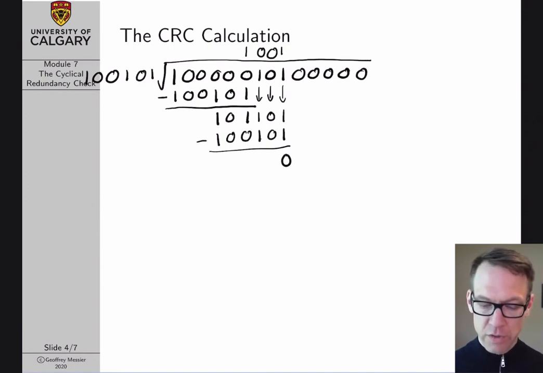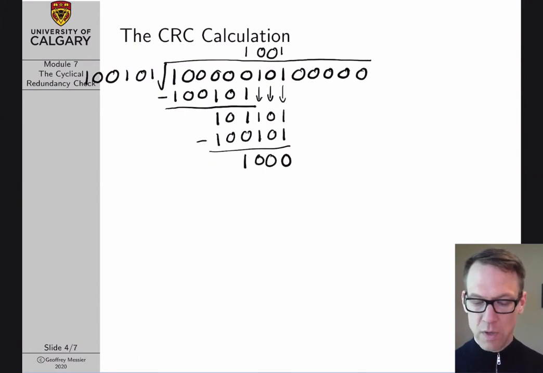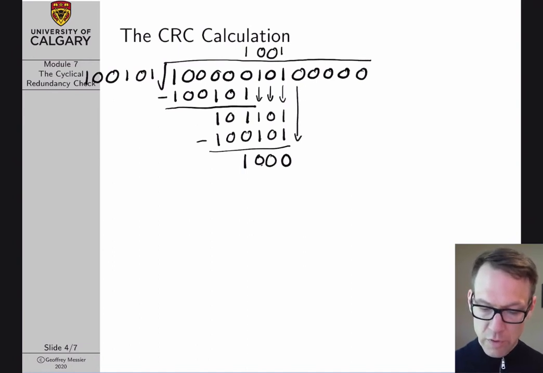we do our subtraction, which is just our exclusive ORs, and we get 1, 0, 0, 0. We have now a bit string that's only 4 bits long. We need 2 more bits to be equal to length 6, which is the length of our divisor. So I'm going to pull down 2 more zeros to give us the 6 bits that we need. I'm going to line up our divisor.